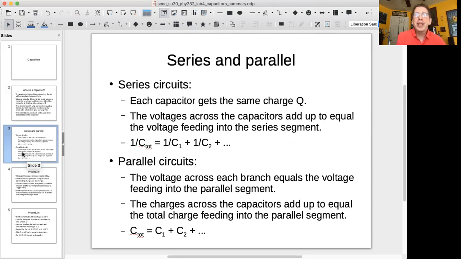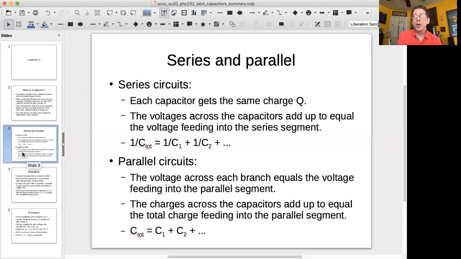And so what happens is the electrons go to the first one and then can't go across the insulating gap, and so they repel the electrons out. Those extra electrons then go to the second capacitor, so they get the same charge Q building up on them and being stored by the capacitor. So each capacitor in a series circuit, or in a series segment within a circuit, gets the same charge Q. And the charge builds up until the individual voltages across the capacitors add up to the total voltage feeding into that segment of the circuit.